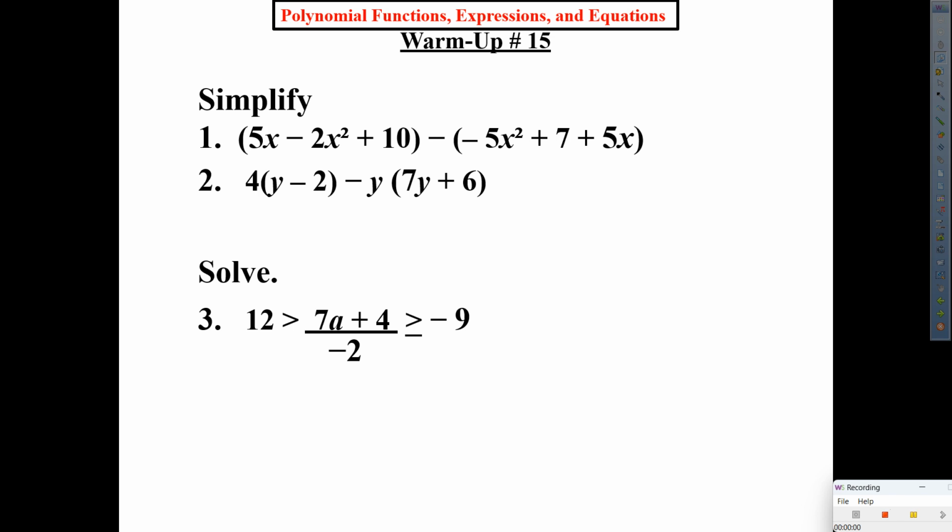Gio, do me a favor. Can you get the door, please? Thank you. Oh, there you go.